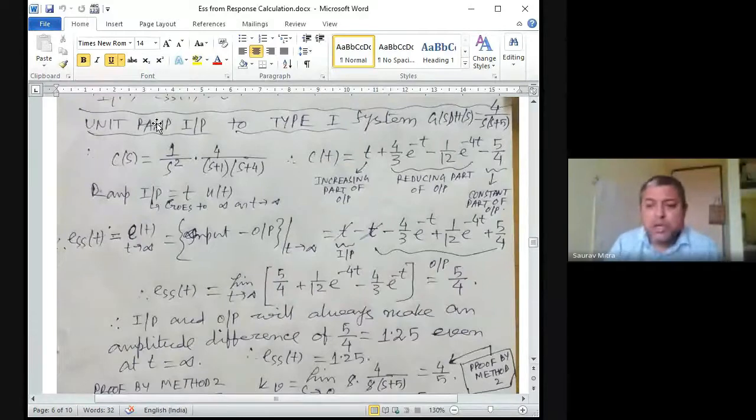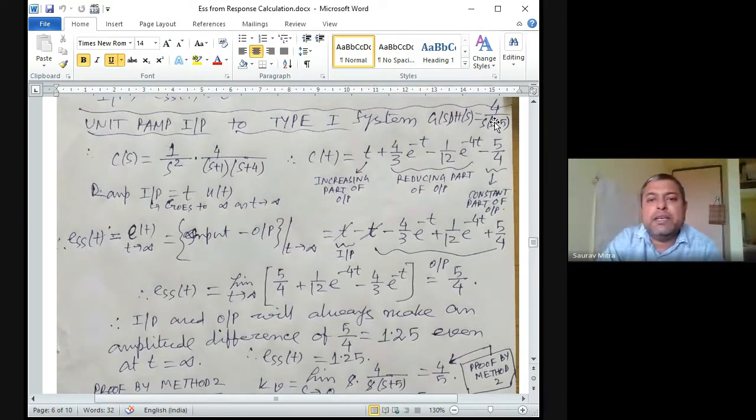What is unit ramp? More than control system, we are actually doing signals and systems. So what is the unit ramp input? It is t into u(t). So t into u(t) means it is a unit ramp. And what is the Laplace of that? It is 1 by s square. So t into u(t) Laplace transform is 1 by s square.